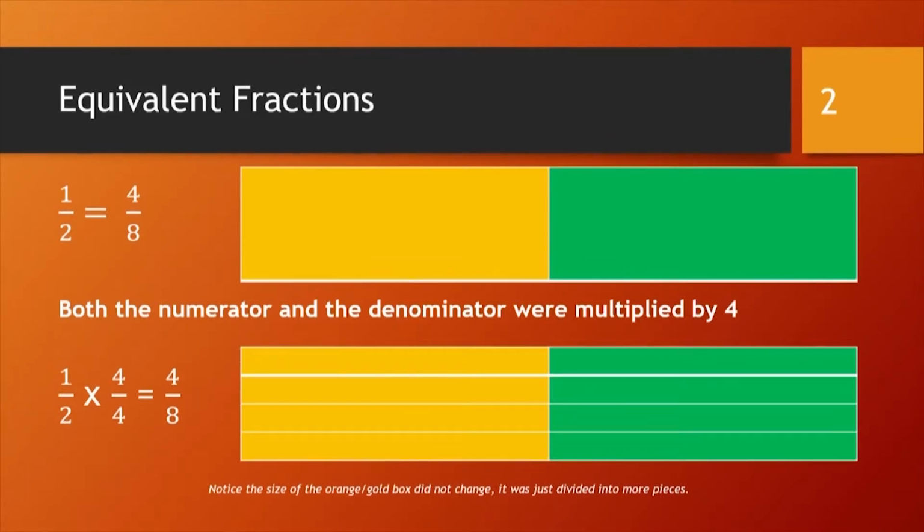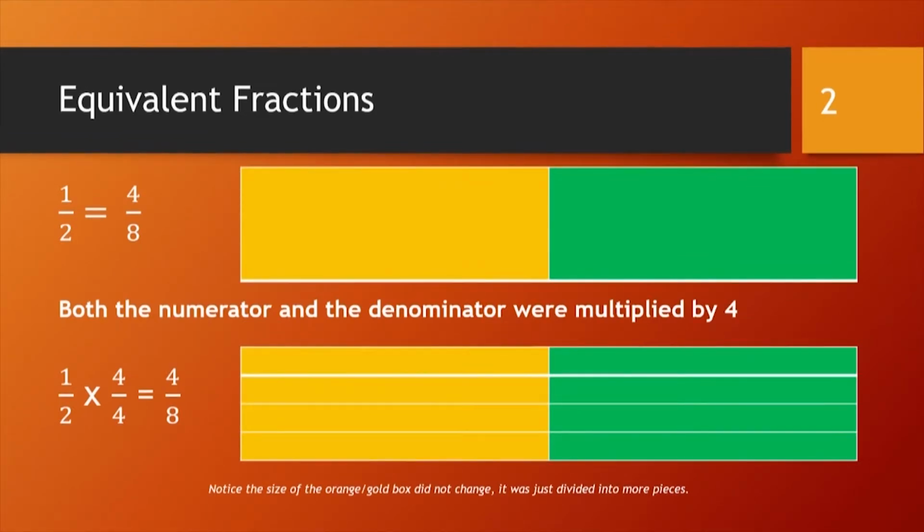If you look at the picture below that, you can see it's the same exact rectangle, but now it's divided into 8 pieces. If it's divided into 8 pieces and 4 pieces are shaded yellow, then that's 4 out of 8. But again, if you were to pick up that yellow rectangle and place it on the yellow rectangle above it, you would see that it's exactly the same size.